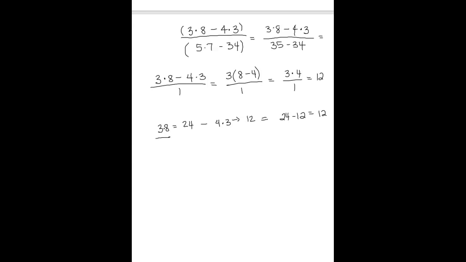And this is all over 1, right? Now, if you are like, well, what is 12 over 1? It's just 12. That's fine. Yeah, that's true. So our answer here is 12.